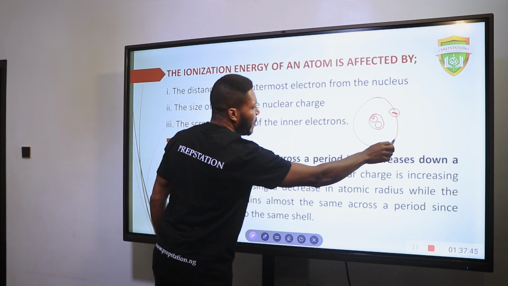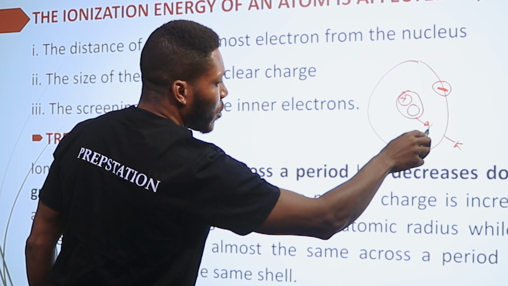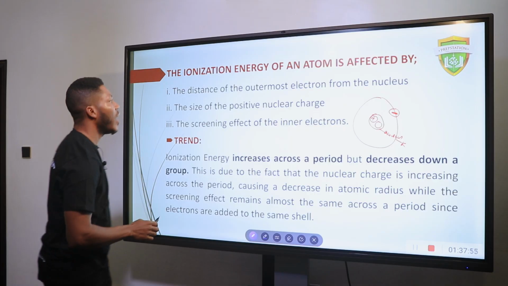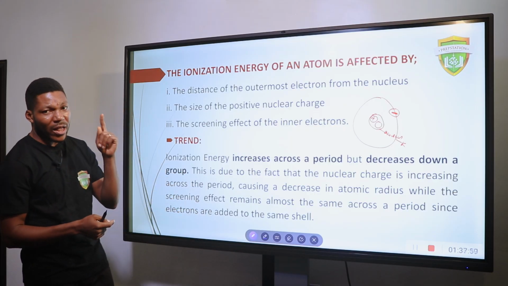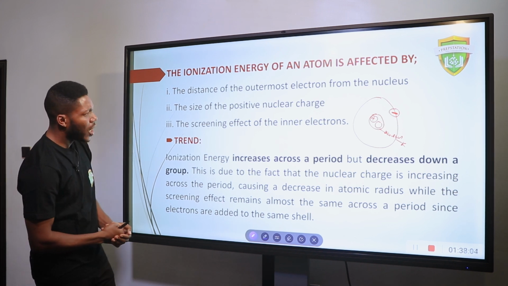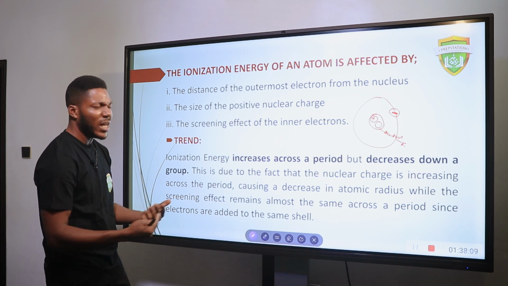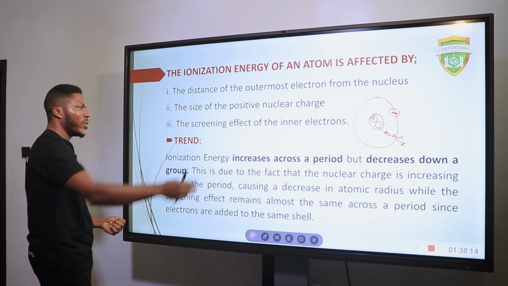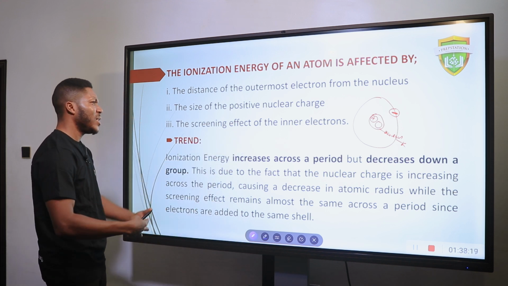So this is the first shell, called the K shell, for example, and this is our nucleus, in which proton and neutron is found. So the distance of the outermost electron from the nucleus affects the ionization energy. Then the size of the positive charge, nuclear charge. Nuclear charge also simply means the increase in the atomic number of the elements, okay, increasing across the period and down the group. And the screening effect of the inner electrons, the adjustment.